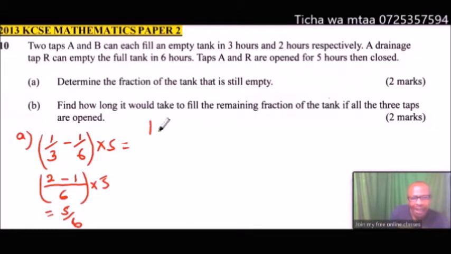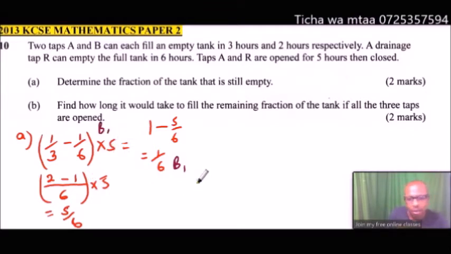So we take 1 as when the tank is full. You subtract the water that was in the tank to get the empty part, and this will give you 1/6. So a sixth of the tank was the part that was empty. Once you do that, you should be able to get 2 marks. You get a bonus mark for the answer, and you also get a bonus mark for this.